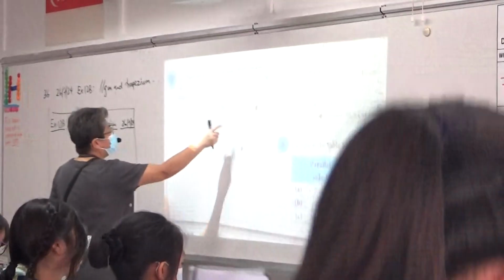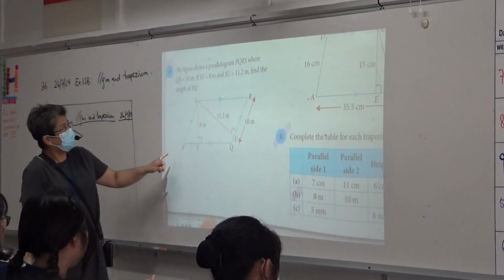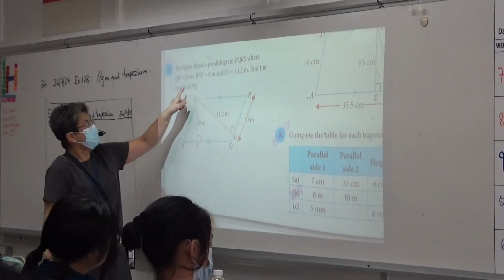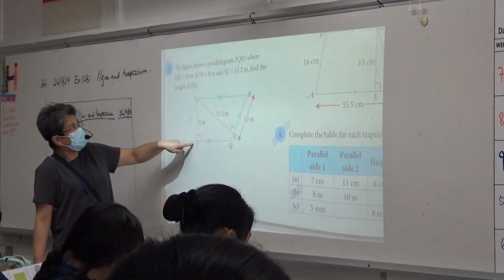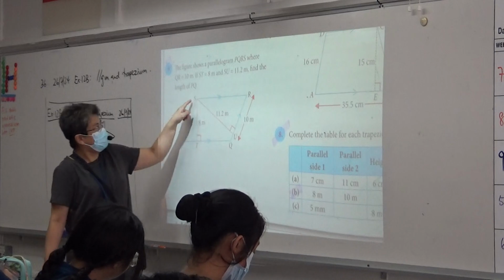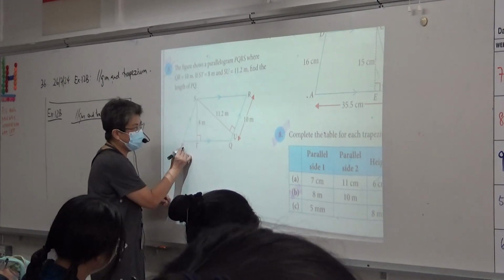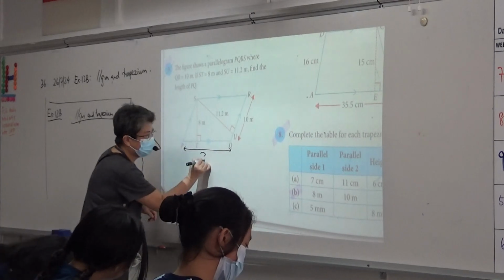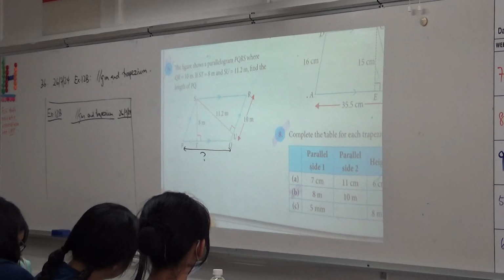The figure shows a parallelogram PQRS where QR is 10. If ST is 8 and SU is 11.2 meters, find the length of PQ. That means I want to find this segment. Agree or not? Yes or no?